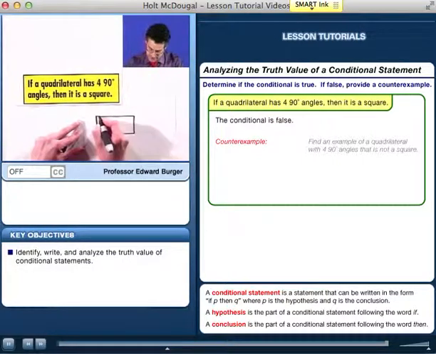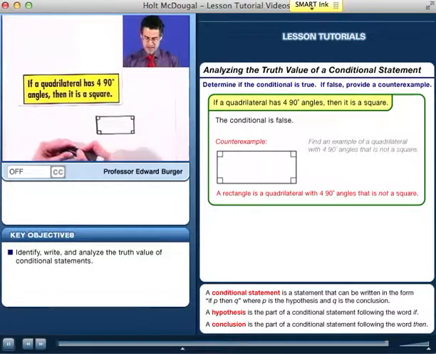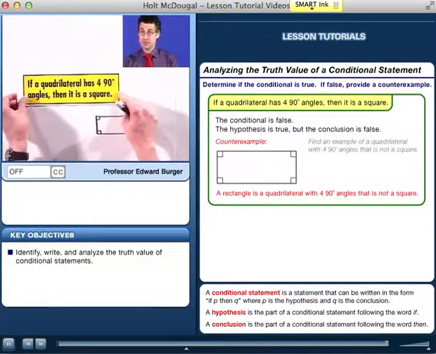Notice that here we see each of the 4 angles measures 90 degrees, and yet that is definitely not a square. We've produced a counterexample to this conditional statement. Neat.